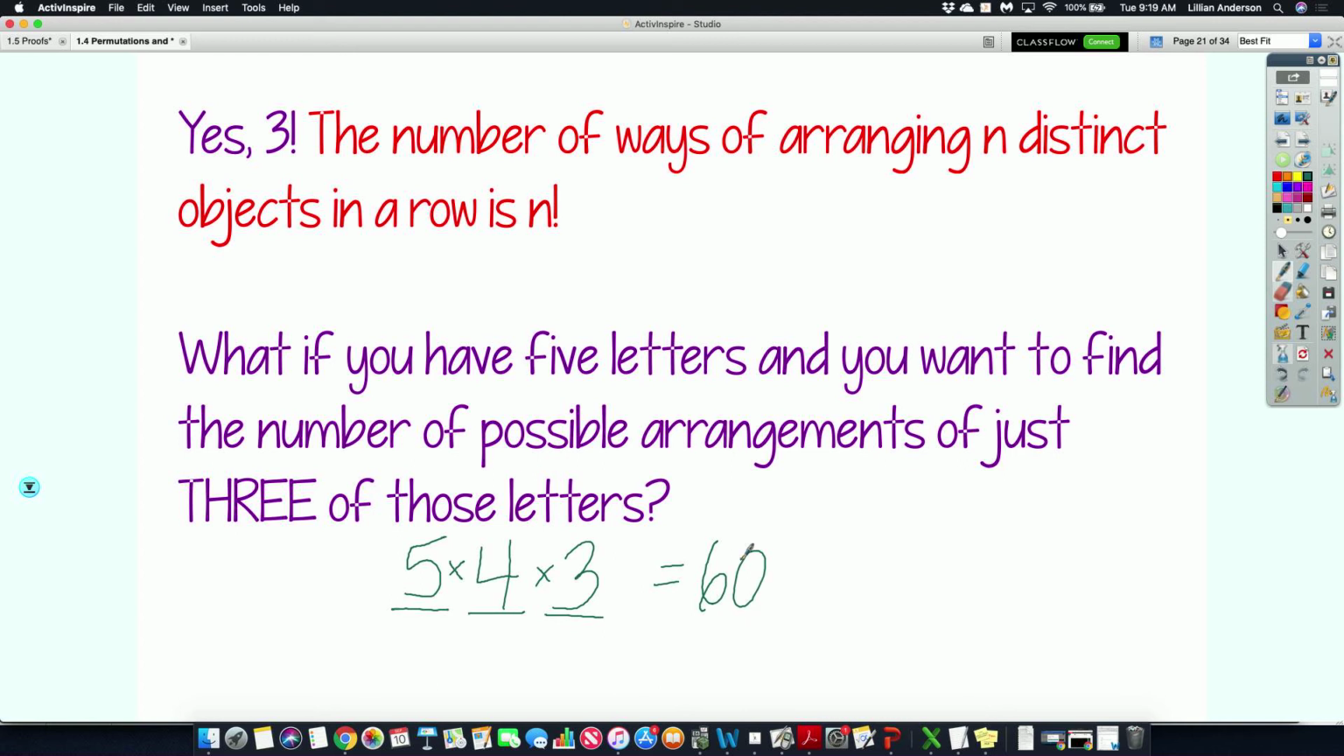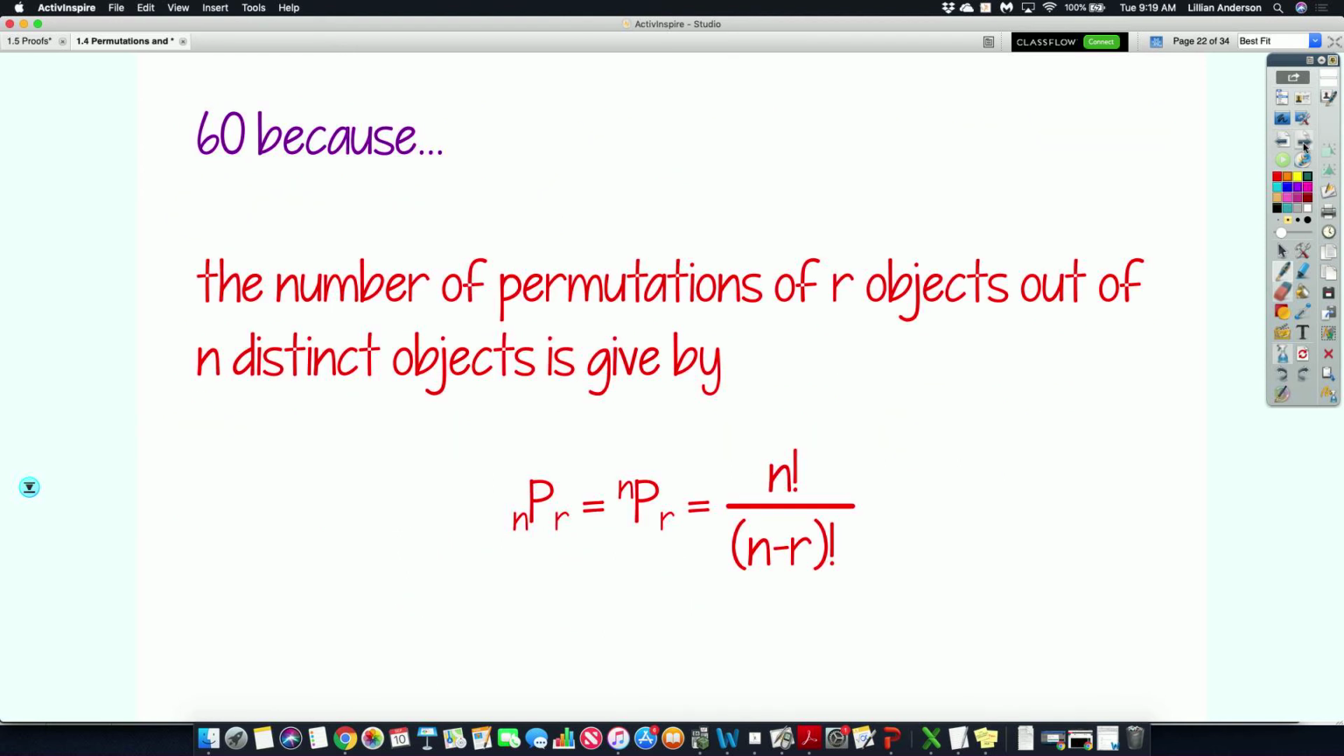60. Mathematically, how that works out is by the permutation formula here. The number of permutations of r objects out of n distinct objects is given by this formula. It can either be seen as nPr with the two subscripts, or nPr with n as the superscript and r as the subscript: n factorial over n minus r factorial. Okay? These are permutations. They have a definite order.